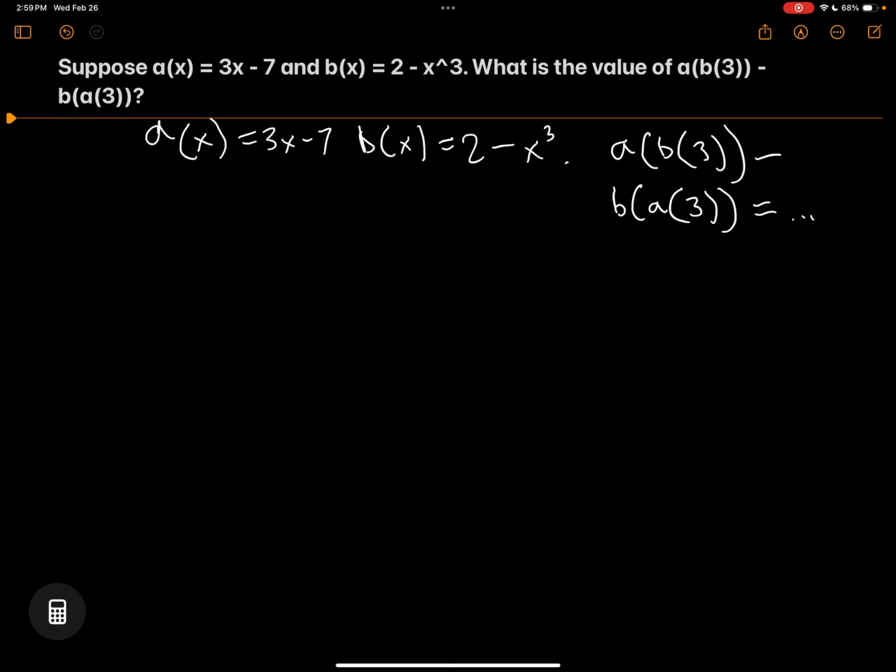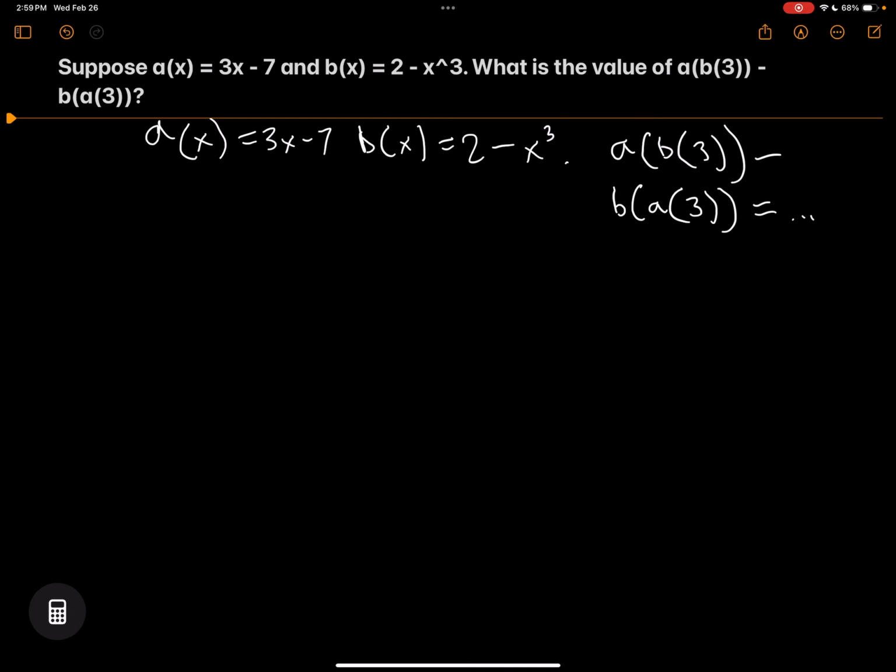Suppose the function a on the input x equals 3x minus 7, and the function b does 2 minus x to the third. What is the value of, here's the composition right here, the value of a of b of 3? So basically what we're saying here is b of 3, the input to b is 3, and then we're inputting that into a, so it's all like nested functions here.